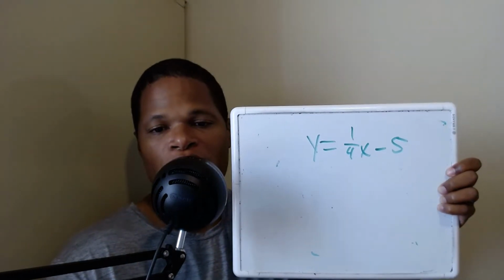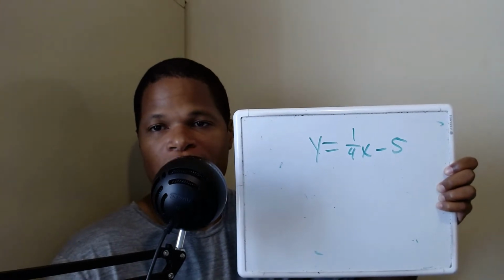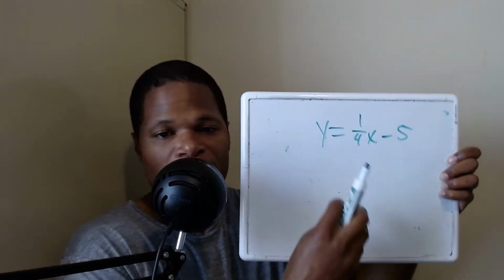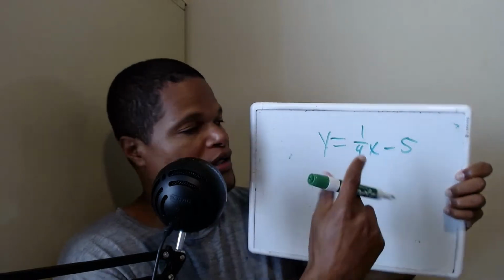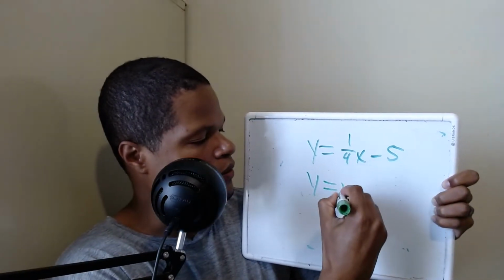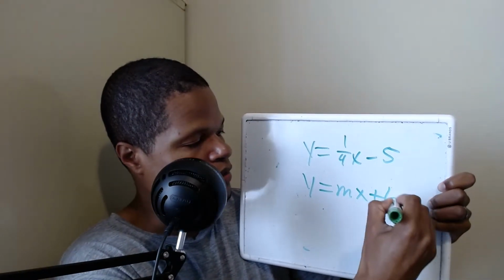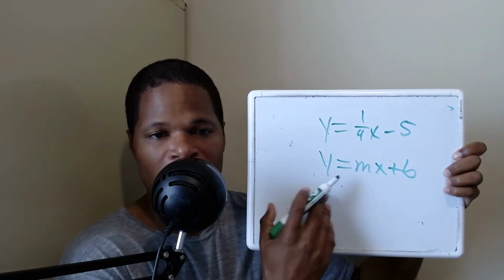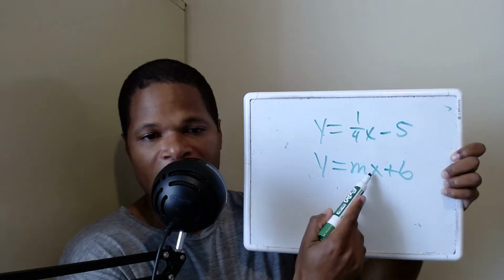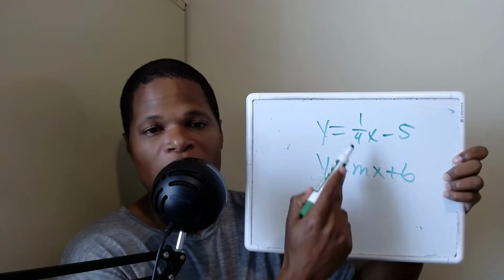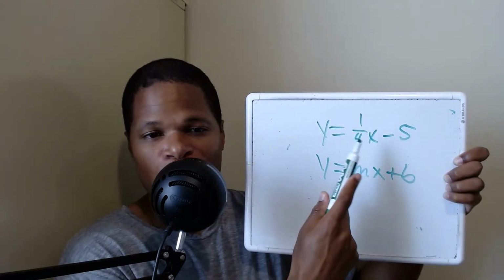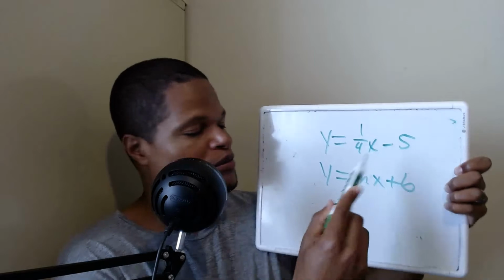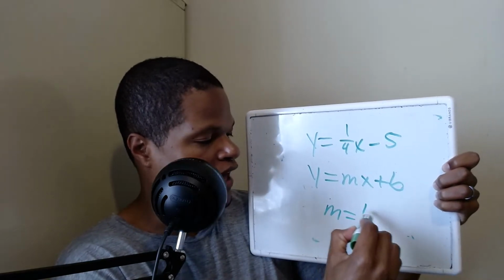If they ask you to determine the slope, remember the slope is the number essentially that's connected to x, right? Because the slope-intercept form is y equals mx plus b. Well, m is next to x, and m represents slope. That means all you got to do is recognize that, and the slope's going to be 1 over 4. That's all you have to do.